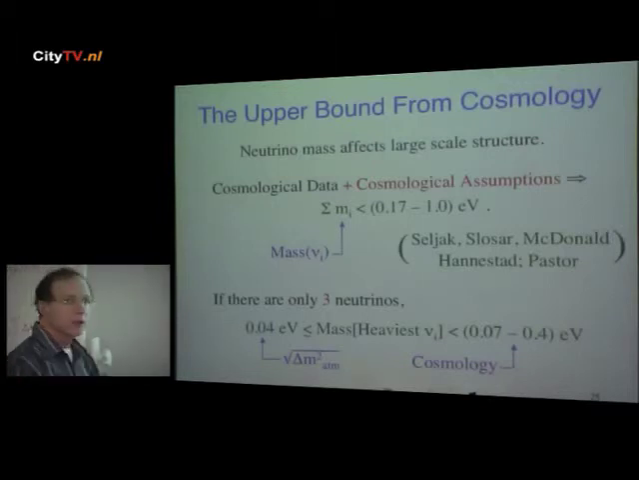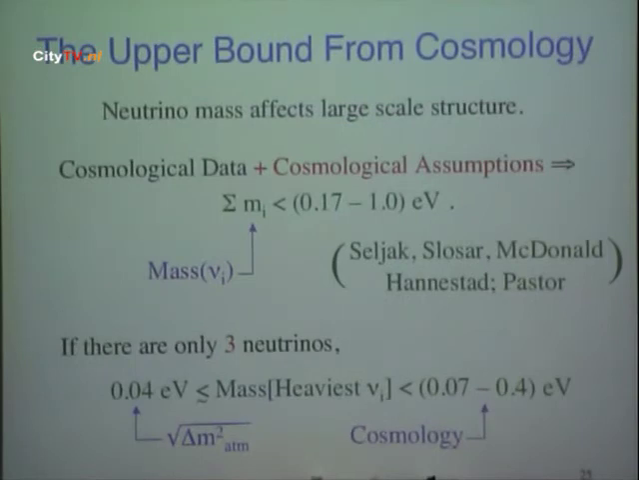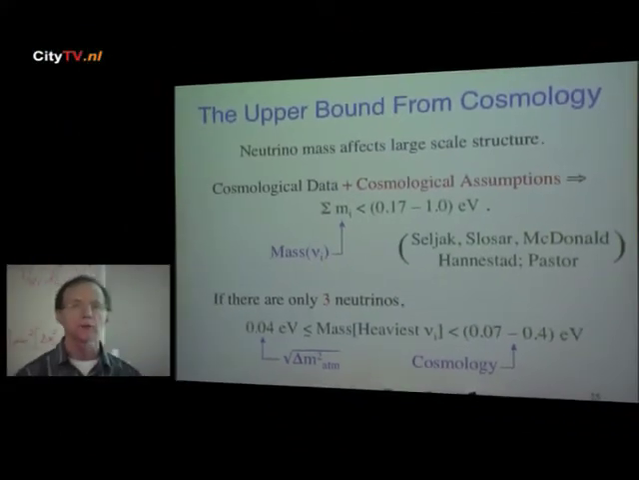What you can get from cosmology depends on which data you are willing to use and what cosmological assumptions you're willing to make. But for reasonable use of data and assumptions, you get an upper bound on the sum of the masses of the mass eigenstates, which is somewhere between 0.17 and something like 1 electron volt. So we have an upper bound.